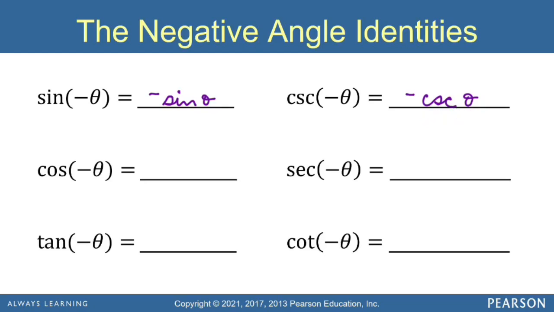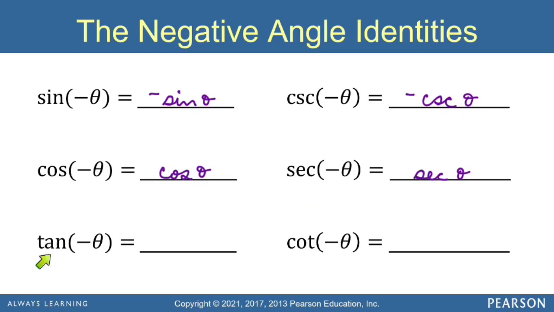Now for cosine, it works differently. The cosine of negative theta is equal to the cosine of positive theta. It looks like the negative sign just disappears. The same thing is true for secant: the secant of negative theta is equal to the secant of positive theta. Just to recap, when you have the sine of a negative angle or the cosecant of a negative angle, it looks like you can take the negative from the argument and pull it out front. That's not really what's happening, but that's what it kind of looks like. But on the cosine and the secant, it looks like the negative just disappears.